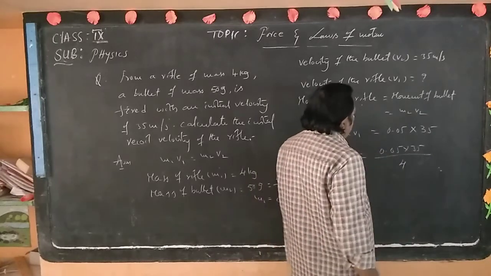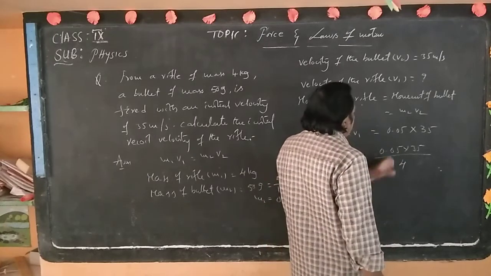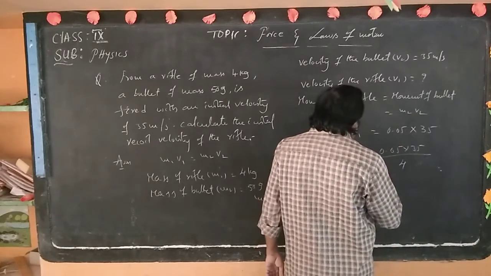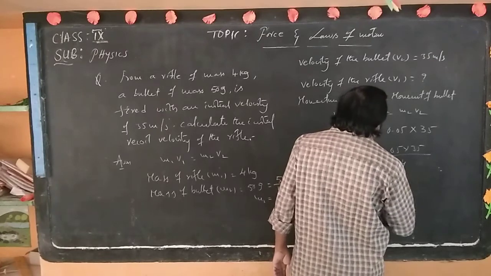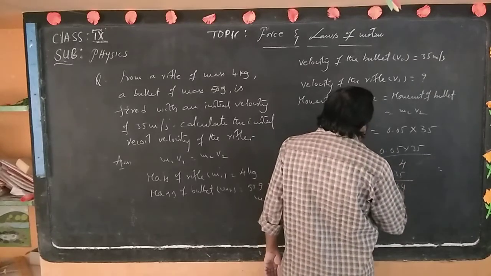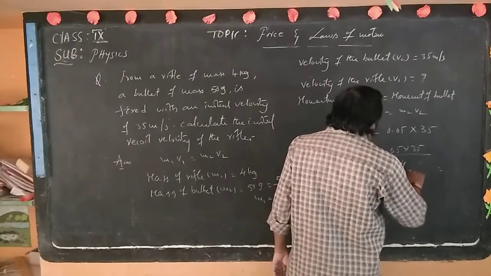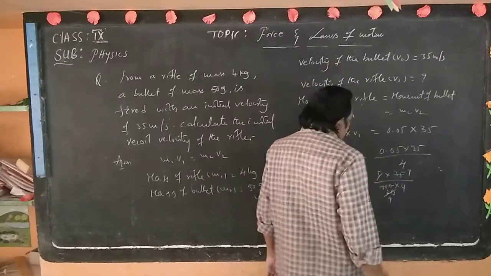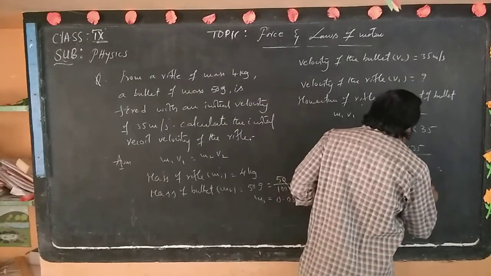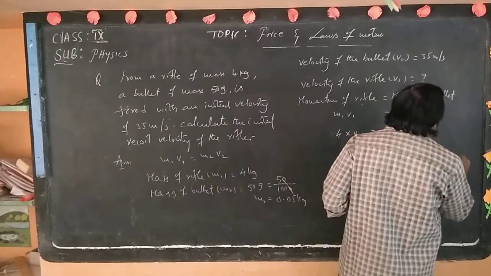Now again, to remove the decimal points, what do you get? Multiply 0.05 with 35. The simple method is 5 by 100, take down 100 into 4. So 5 sevens are 35, 5 fours are 20. Now what do you get? 7 by 16. 4 fours are 16. Now to divide 7 by 16, 0.0.